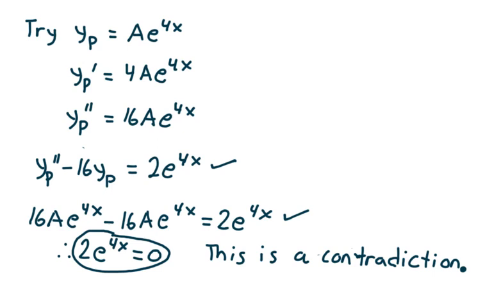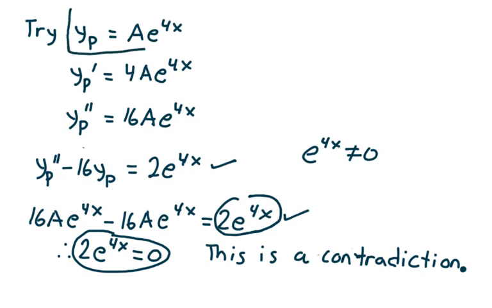That's a problem. That's a contradiction, because remember, e to the 4x is never 0. Now, you might ask, why did I get a contradiction? The reason is because 2e to the 4x, this term here, in fact, let me do better. Let's come up here.